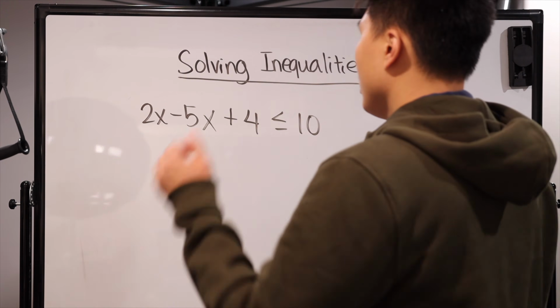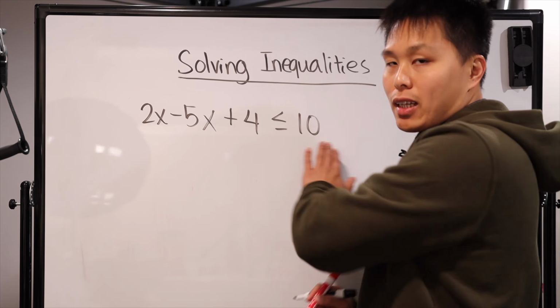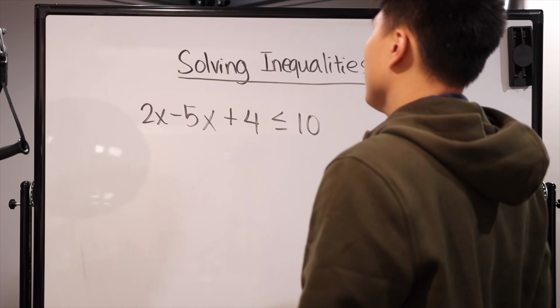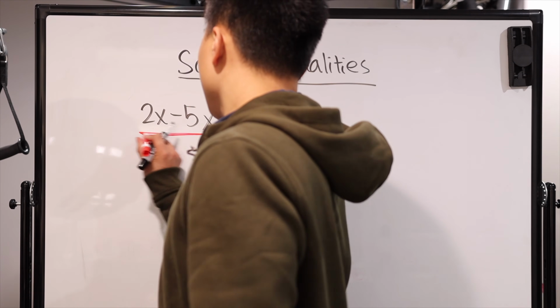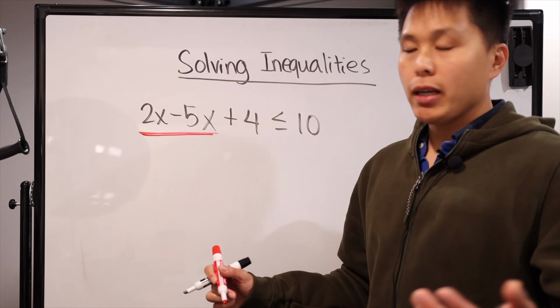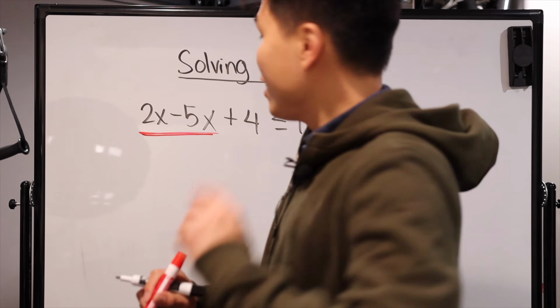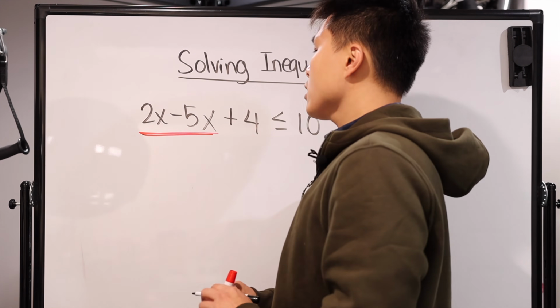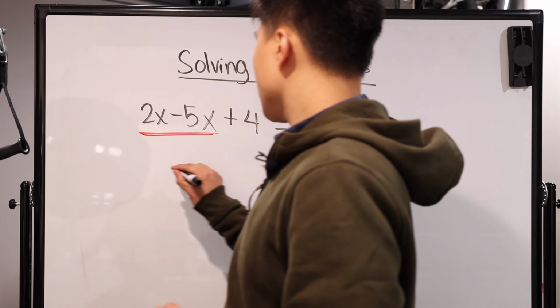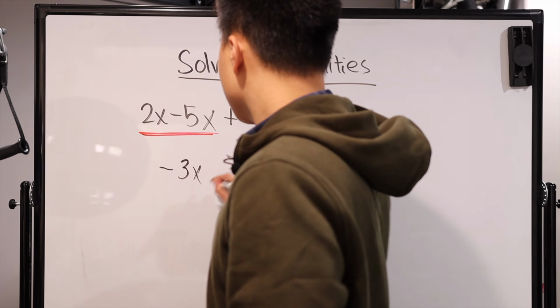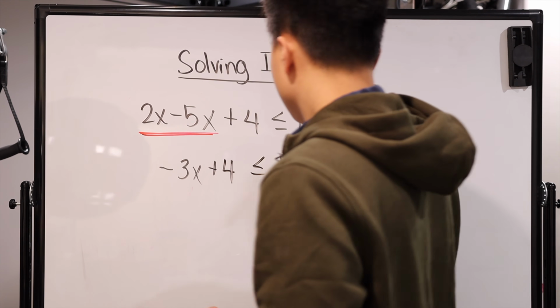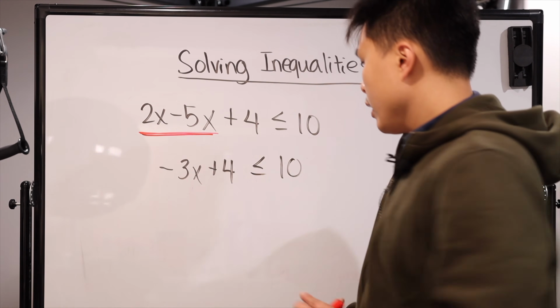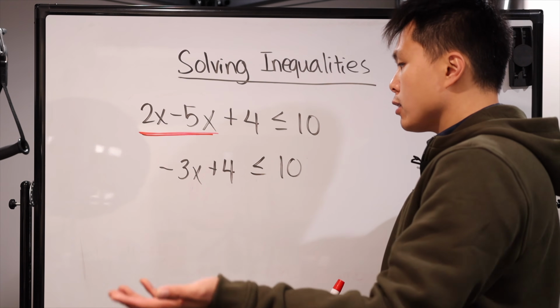So, once again, step 1, simplify both sides. This is a 10 by itself. Doesn't matter, can't do anything about it. This one we can simplify. We've noticed that these guys actually can be combined together, right? Combine like terms. I have another video on that. Check it out, right? So it's going to be 2x minus 5x, which gives us a negative 3x plus 4 less than or equal to 10. Okay? Can't simplify anything else at this point.